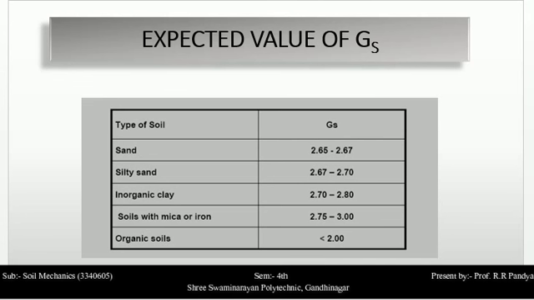For soils with mica or iron, which are minerals, the specific gravity lies between 2.75 to 3. Mica is a mineral of soil. For organic soil, the specific gravity will be greater than 2. So these are the expected values of specific gravity.